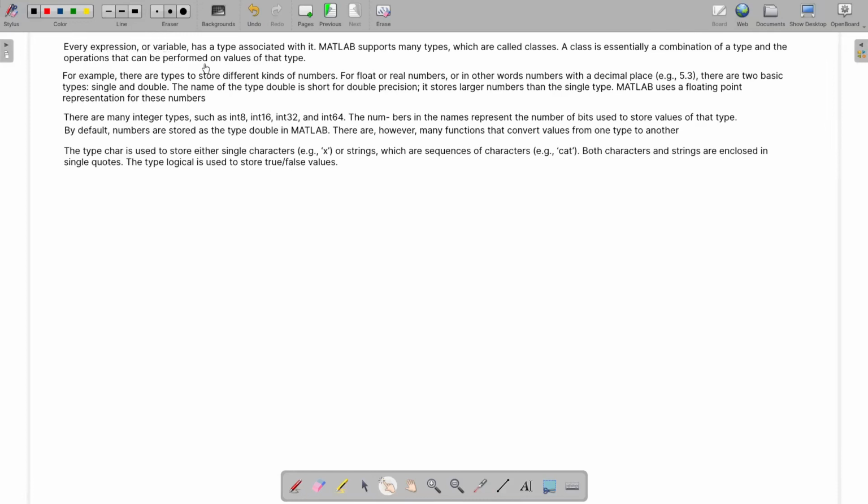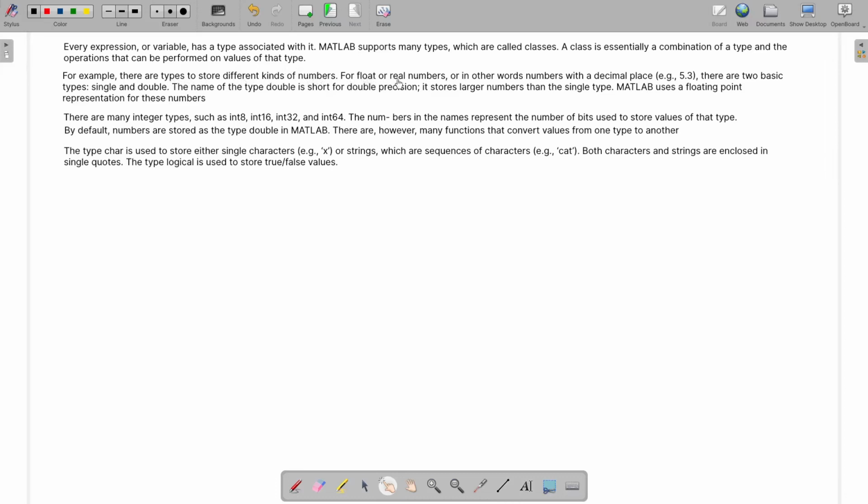Every expression or variable has a type associated with it. MATLAB supports many types which are called classes. A class is essentially a combination of a type and the operations that can be performed on the values of that type. For example, there are types to store different kinds of numbers.